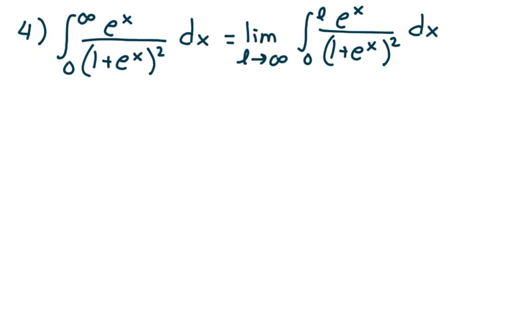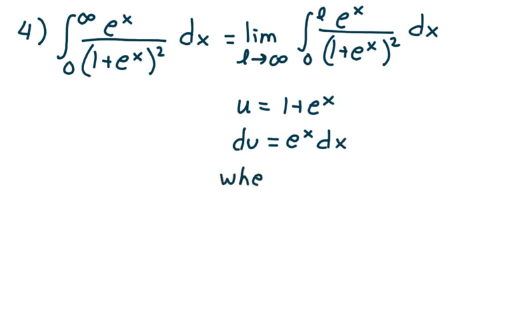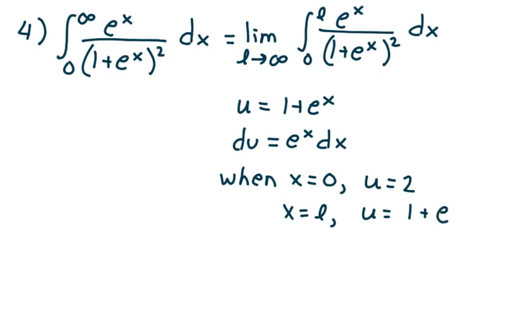Now, we can do a u substitution. That is legal, okay? And so I'm going to let u equal 1 plus e to the x. du is e to the x dx. Now, we got to change our limits. When x is 0, u is equal to 2. And then when x is L, u is equal to 1 plus e to the L.